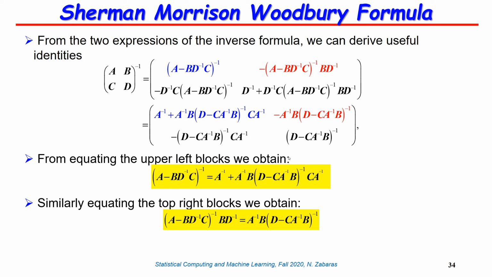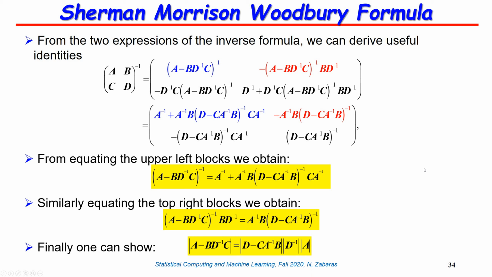But let me also give you, without proof, but it's actually trivial to prove based on what you see on the slide: if you take the determinant of A minus B D inverse C, this is equal to the determinant of D minus C A inverse B times the determinant of D inverse times the determinant of A.